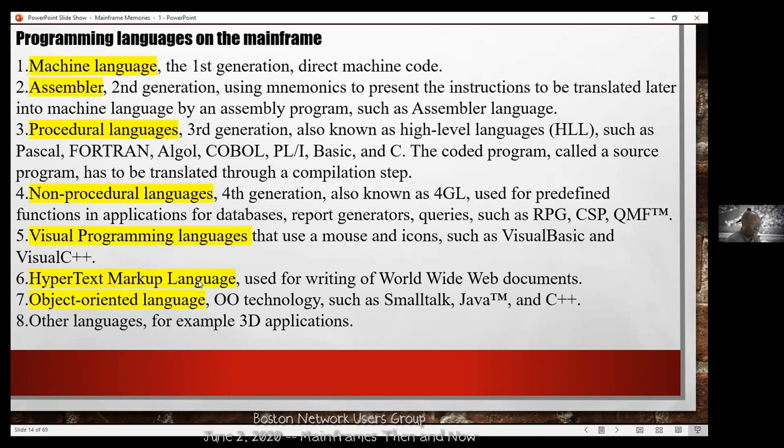Okay. Programming languages on the mainframe. Norm? Yes, I do have a question. So when you were working with these contraptions, was there a sort of exciting sense that you were on the cutting edge at the time?